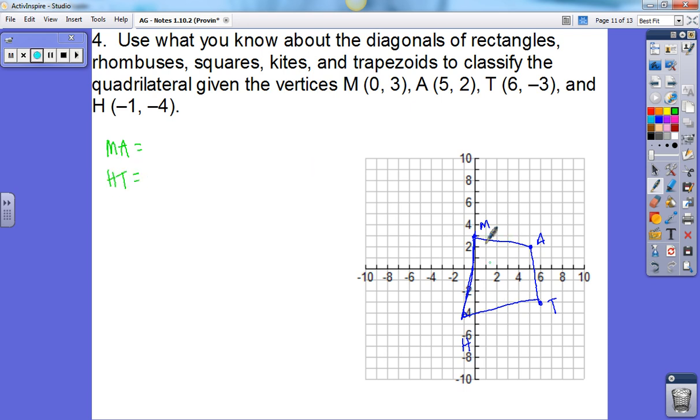So we've got MA and HT. MA has a negative slope and HT has a positive slope. So that's not going to be parallel. So we know that they're not parallel. So we don't have a parallelogram, which means we're left with a kite or a trapezoid.